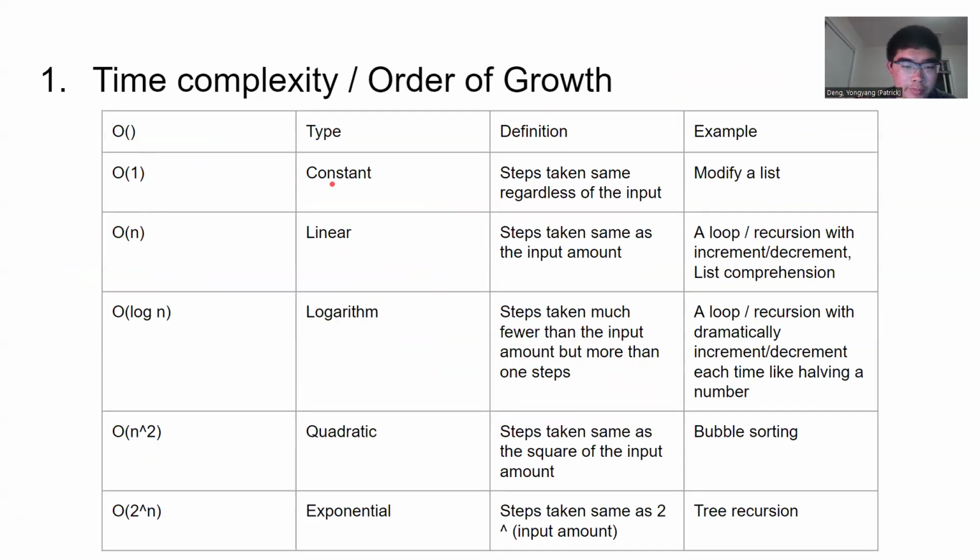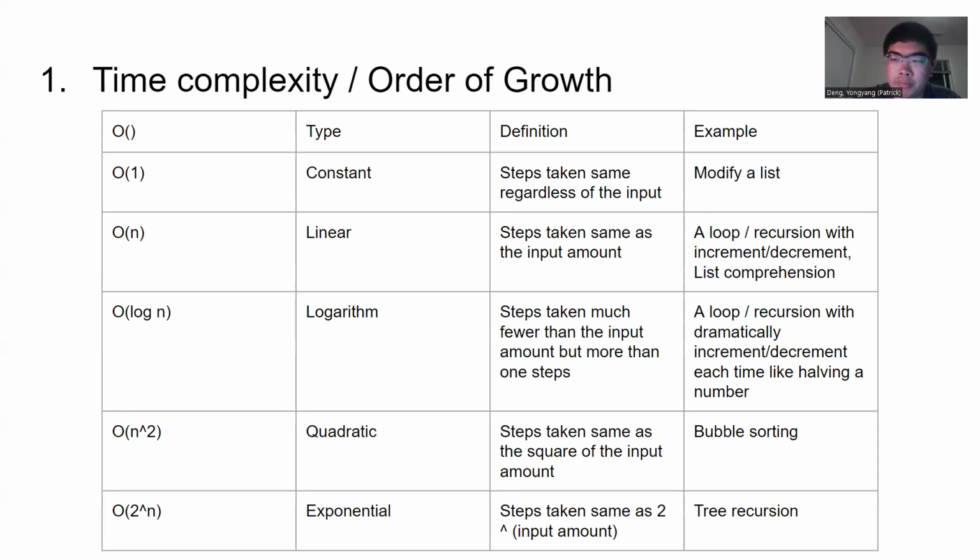Big O of 1 is the type we call the constant order of growth. The definition is that the steps taken will be the same regardless of input. If I input 1 or I input 1,000, 10,000, 10 billion, it will be the same. And the example of that is to modify this.